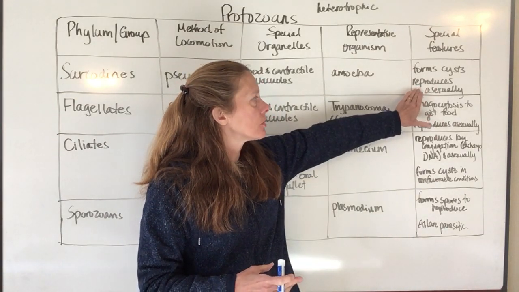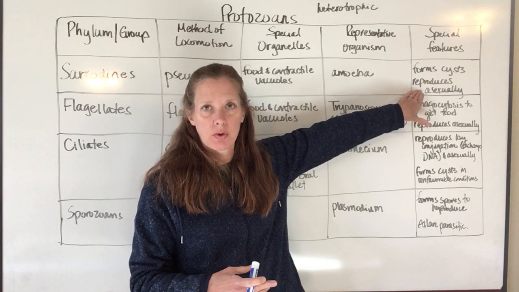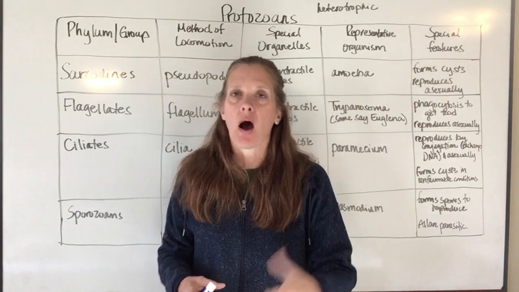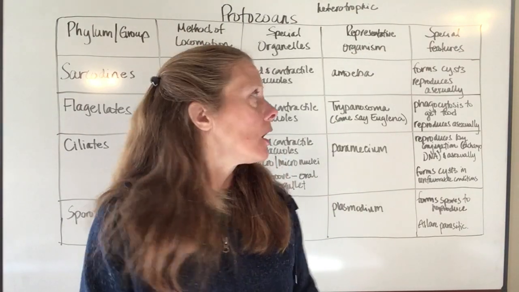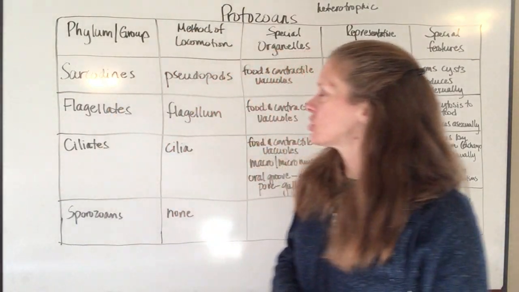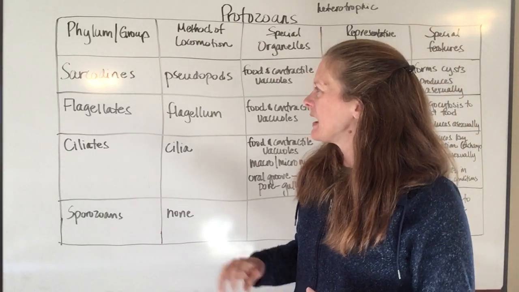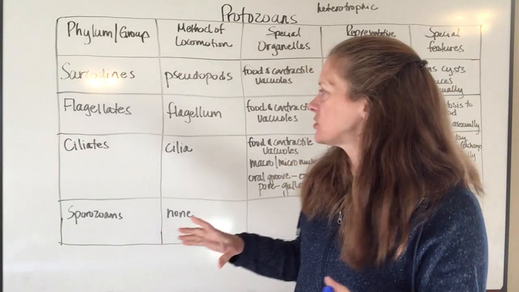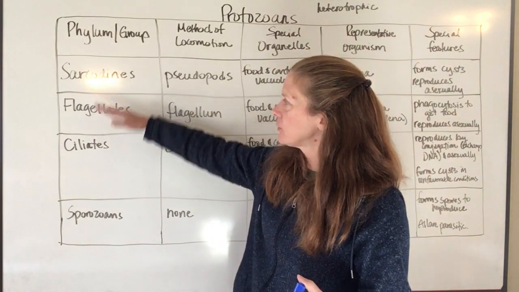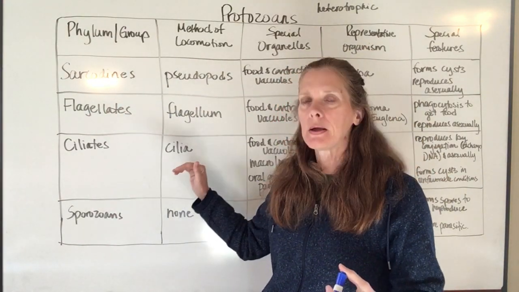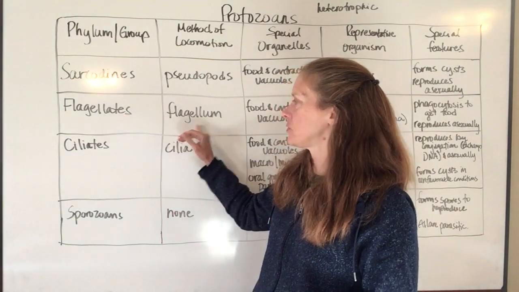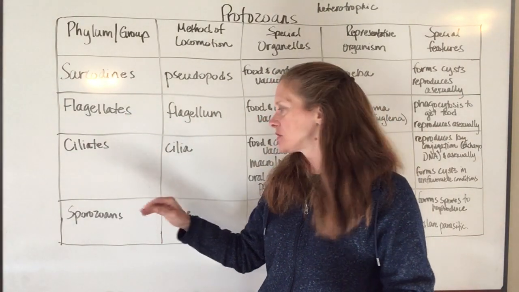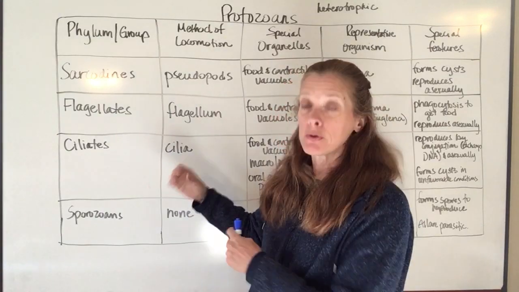And then they also are going to reproduce asexually, which means that the offspring are going to be identical to the parent. Okay, so that is the Sarcodine. And this is one of those things that a lot of the other group names for them are more easily remembered because flagellates have flagella and ciliates have cilia. Sporozoans produce spores, rather.